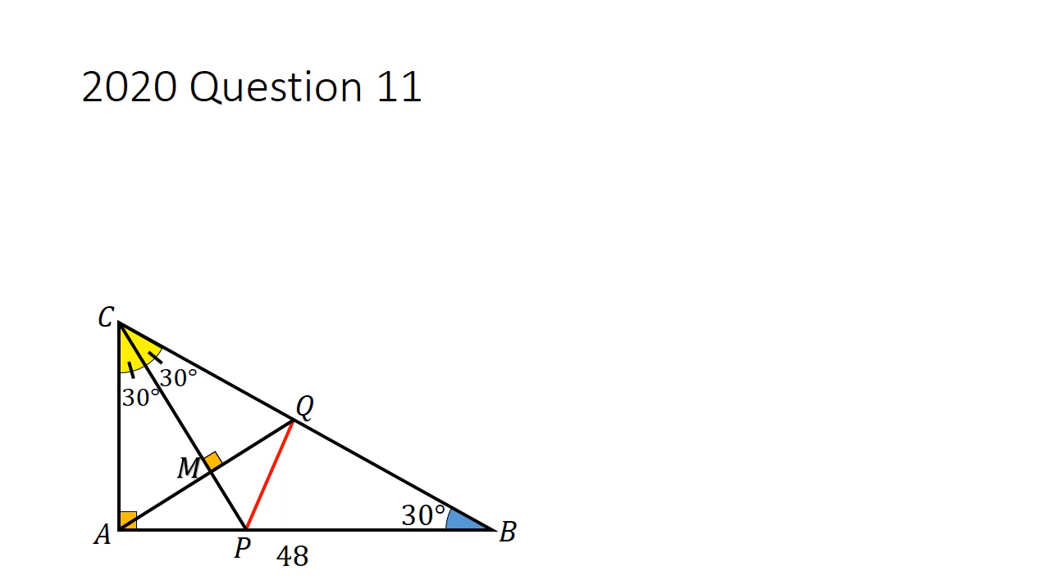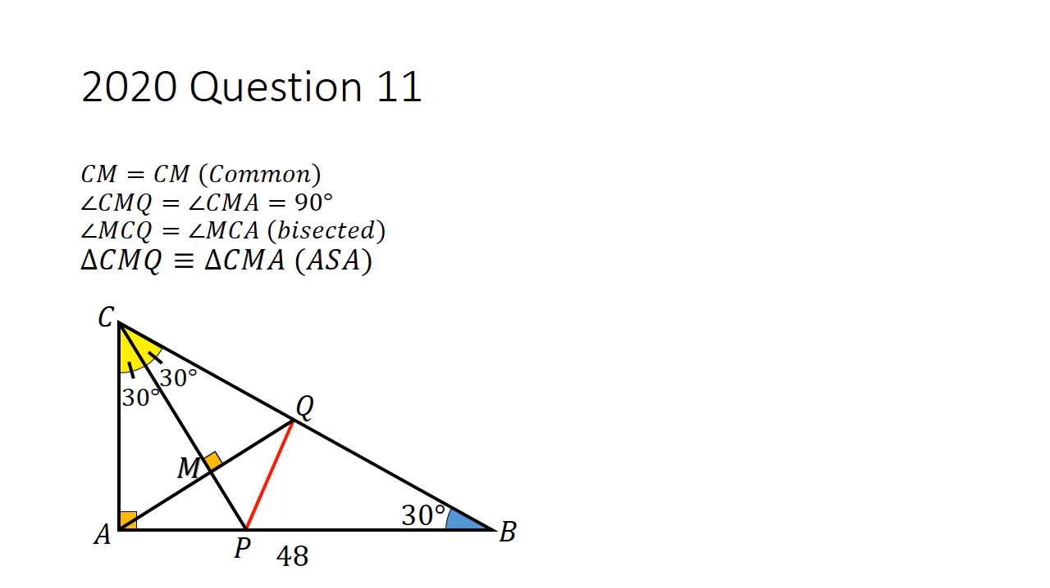This allows us to state that the two triangles CMQ and CMA are congruent. This is due to the ASA test. We have a common side CM, we stated that angle CMQ is equal to angle CMA because all the angles are 90 degrees due to the two perpendicular sides, and angle MCQ is equal to angle MCA, the two yellow angles that we've shown earlier. Because the two triangles are congruent, we can also state that AC is equal to the length of CQ, and the two base sides AM is equal to MQ.